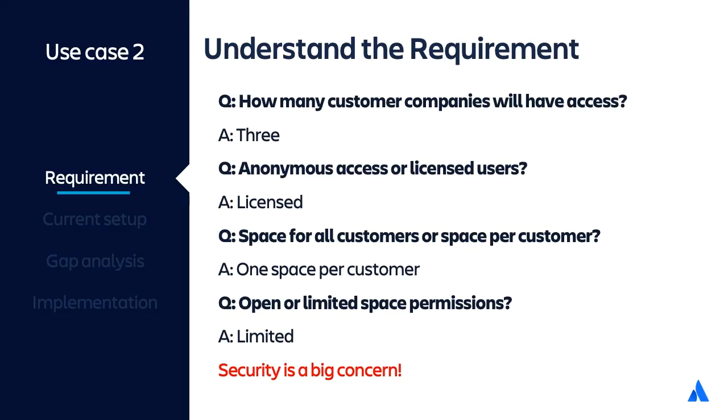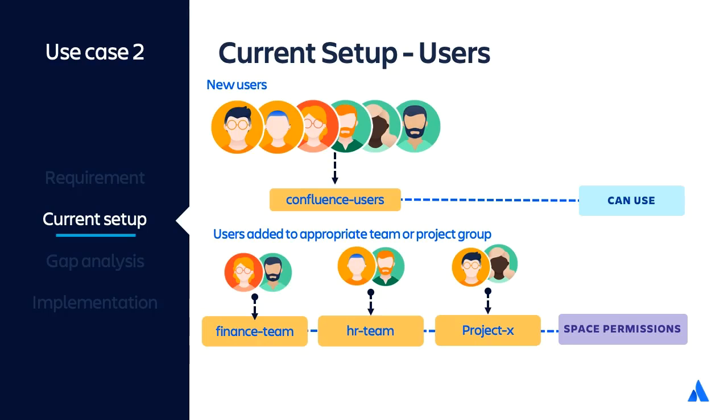Okay, so now that we know more detail, let's understand our setup right now and figure out how we can configure a robust solution for our customers. First, let's understand how all users are brought in and managed right now. As per Confluence default settings, all users are added to the Confluence users group. That group is granted the can use permission. Then, groups are created on departmental and project lines. Users are added to those groups.